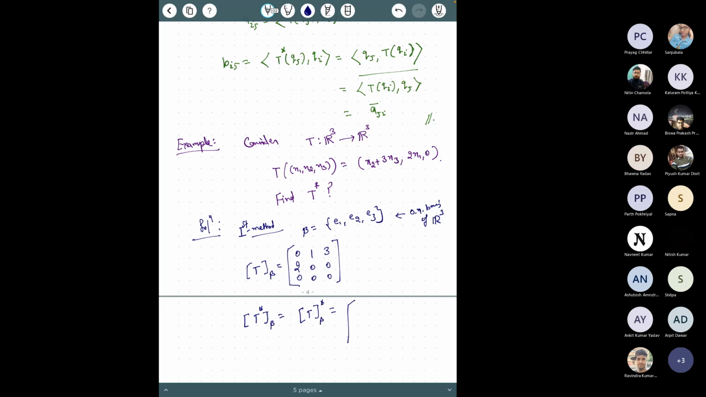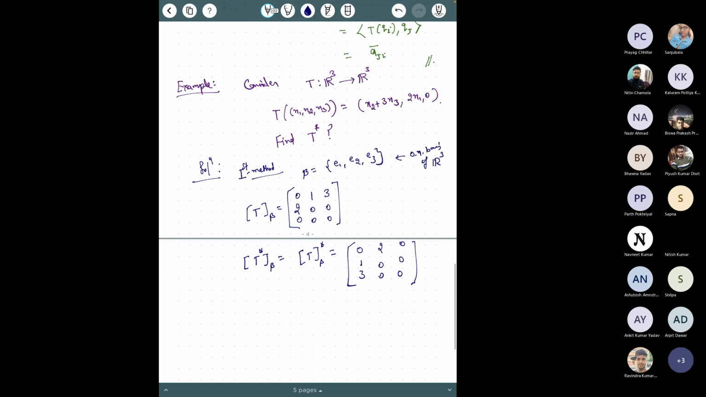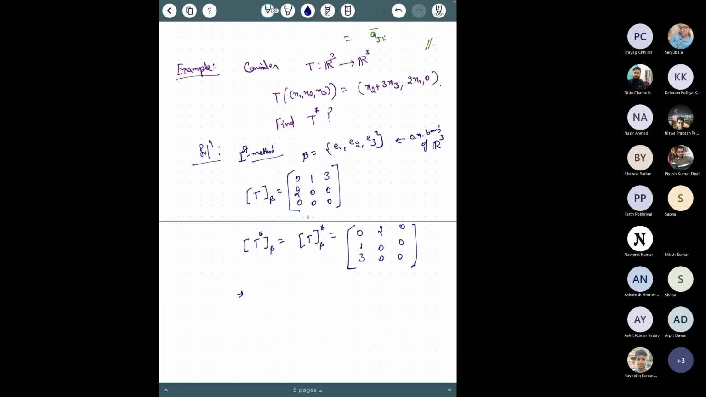So basically, you take the complex conjugate transpose, but here it is real. So the complex conjugate transpose is just the transpose of this matrix. That is 0, 1, 3, 2, 0, 0, and 0, 0, 0. All right, this is your matrix of T star. So you know the matrix of T star also. If this is true, then can you tell me what would be T star? You know the matrix of T star now, so you can easily write what it is.